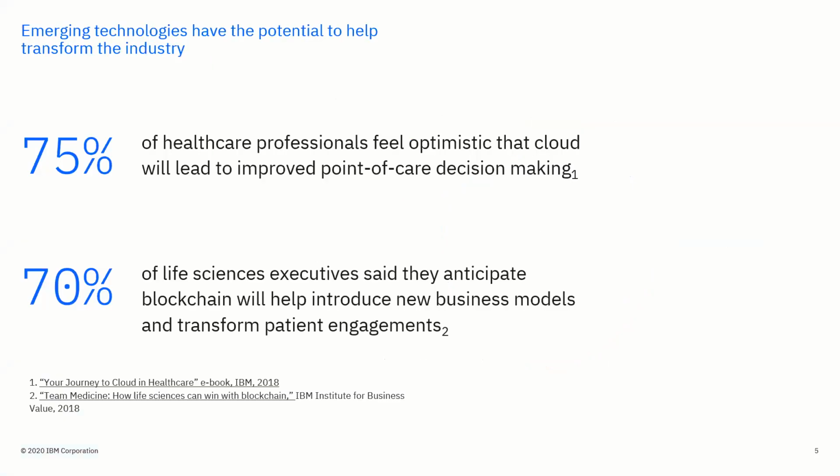Industry leaders see emerging technologies that can help address the biggest pain points. In the healthcare professional field, the cloud will be one of the solutions that improves point of care decision making. At the same time, life science executives feel that blockchain will help, and there is a lot of gap where automation can also help address the challenges in the industry.